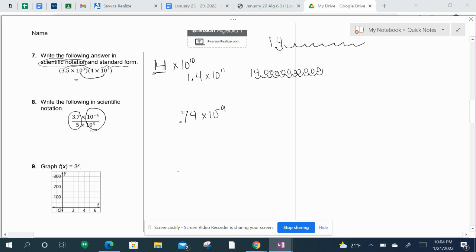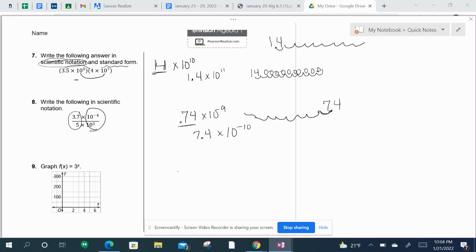Now, again, much like we talked about before, this first number has to be between 1 and 10. So I'm going to adjust that to be 7.4 times 10. And then if I think about this as 0.74, moving it out 9 places, if I move it here, that's an extra place. So now it's times 10 to the negative 10th.